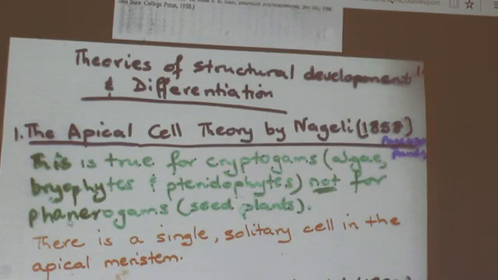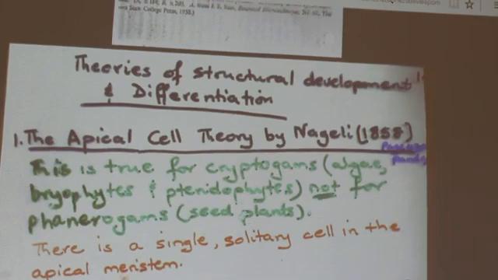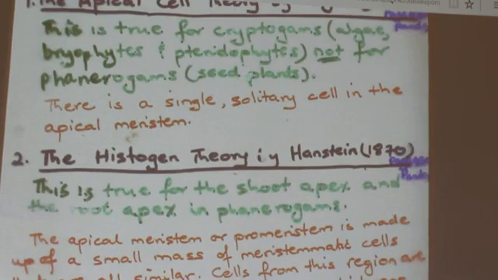This theory said there is a single solitary cell in the apical meristem. This was found to be true in cryptogams, which we have already covered: the algae, the bryophytes, and the pteridophytes. But it is not true for phanerogams or seed plants, that means angiosperms and gymnosperms. So there was a need to come up with another theory that will explain what happens in seed plants. A number of theories came up.